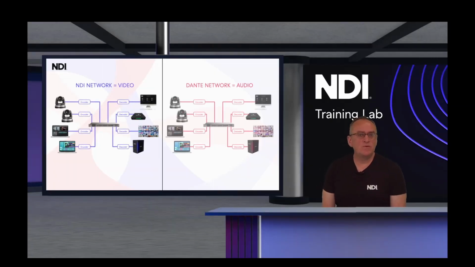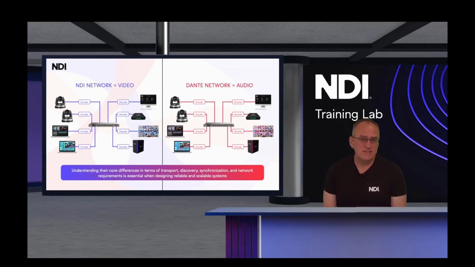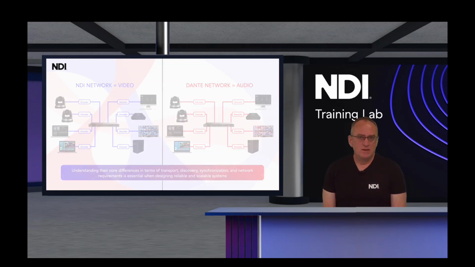NDI and Dante are two of the most widely adopted AV over IP protocols, each optimized for different use cases. Understanding their core differences in terms of transport, discovery, synchronization, and network requirements is essential when designing reliable and scalable systems, especially in multi-subnet environments.